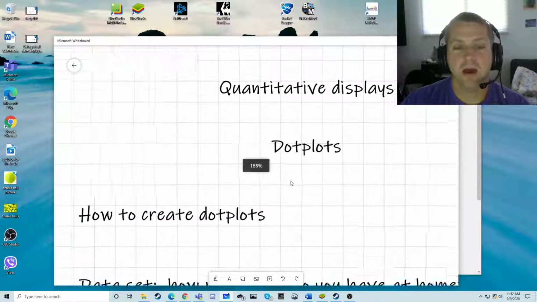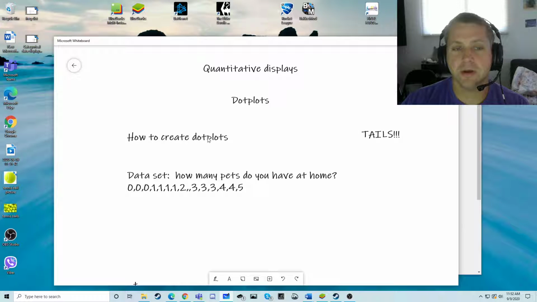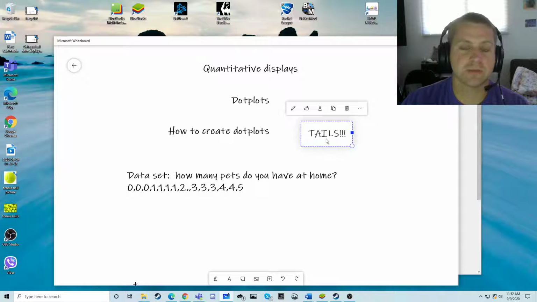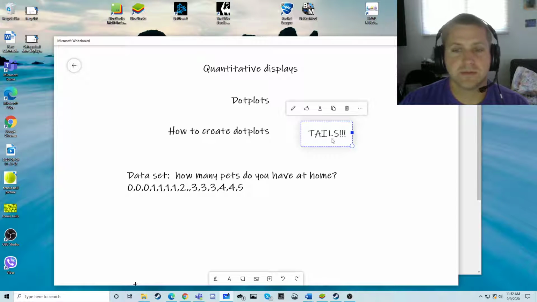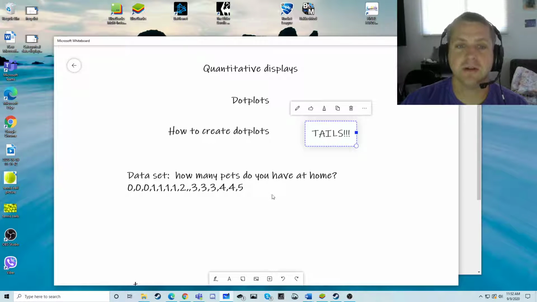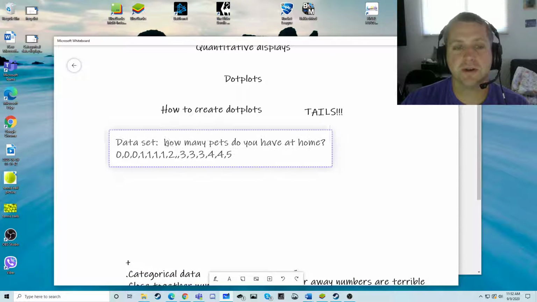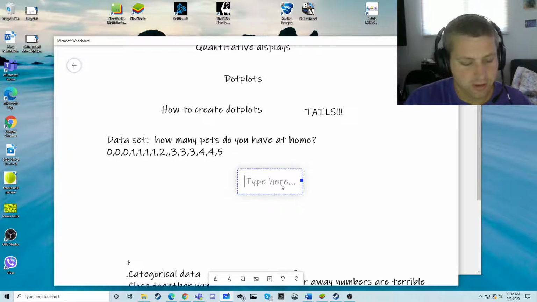So how to create dot plots. We can look at this situation. Well, important things for dot plots is labeling. TAILS is like my reminder. It's usually for like XY axis, but basically it says title, axis, intervals, labels, scale. They don't all apply for everything, but just if you can label it, label it. That's important. So, how many pets do you have at home? Well, that'll be the title. Let's just say title, pet number.